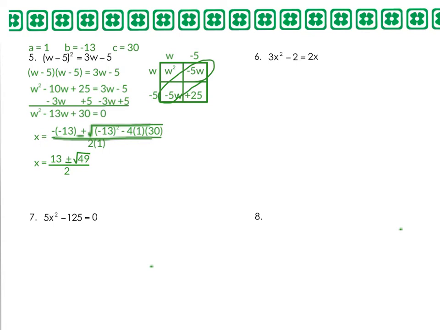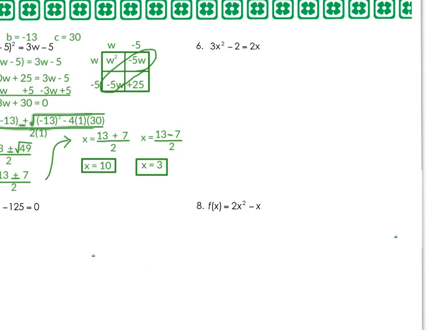Okay, now I have 13 plus minus square root of 49 divided by 2. Now the square root of 49, that is a perfect square, so I can go ahead and simplify that to be 7. Okay, so 13 plus 7, that's going to give me 20. 20 divided by 2 will then give me 10 for my first answer. And then on the other side, I have 13 minus 7. And remember, you can put these into your calculator to help you simplify. 13 minus 7 gives me 6, and then 6 divided by 2 gives me 3. So that's my second answer. And you can just box those as your answers. So x equals 10 and x equals 3.